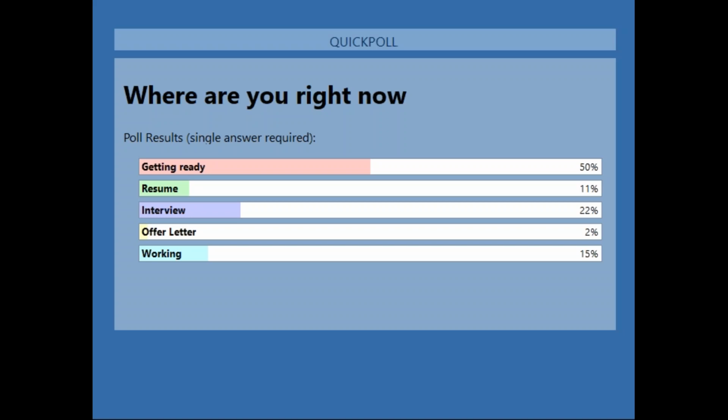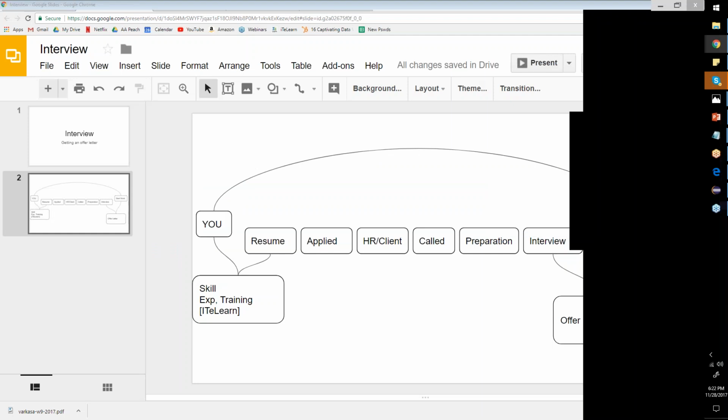50% of you are getting ready. 11% of you are somewhere in preparing the resume. 22% of you are getting towards an interview or in the process of being selected. 2% have received offer letters, and 15% of you are working. That's a phenomenal statistic, team, because it basically says how far away we are.